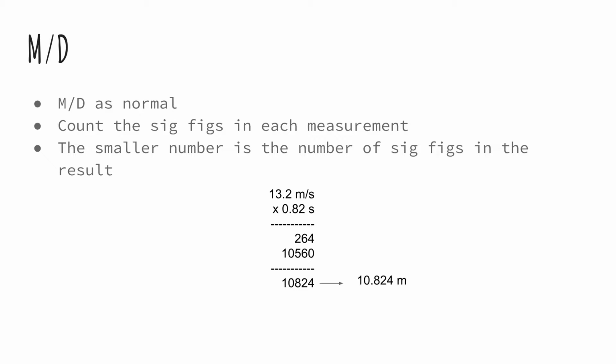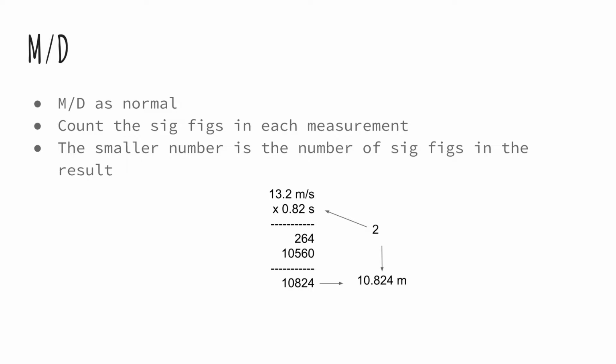Now, how much information are we actually going to get to keep in our answer? 13.2, 3 sig figs. 0.82 has 2 sig figs. Remember, leading 0, not significant. So that 2 is the smaller number. It has less information in that measurement. So that means our result can only have 2 significant figures.